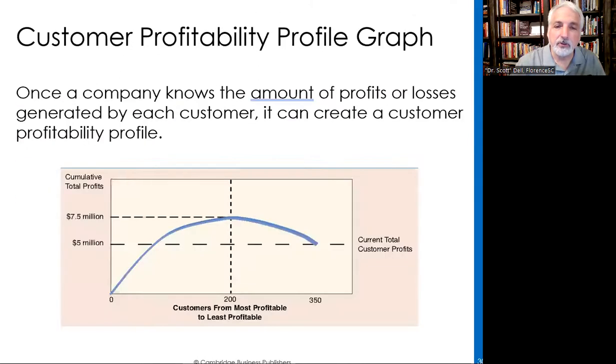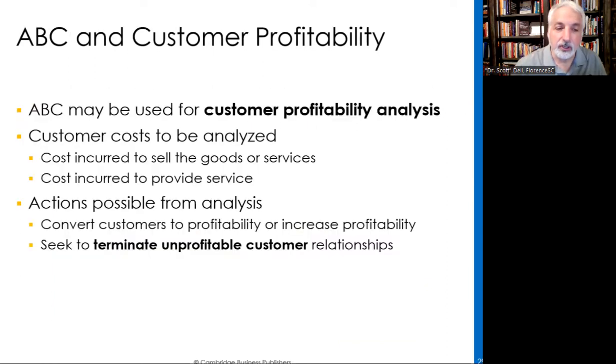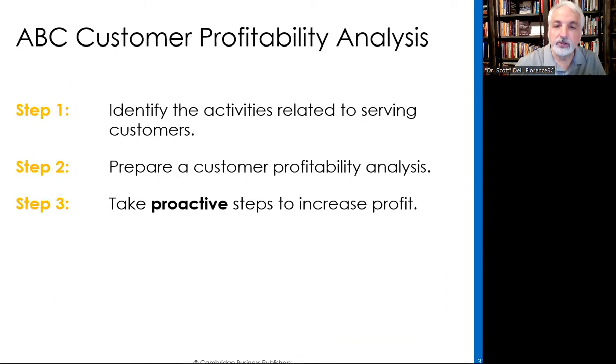So a customer graph looks like this. Once the company knows the amount of profits or losses for each customer, it can create a customer profitability profile. And we can see those that are contributions to profits. We have cumulative total profits on the y-axis. And we have customers from least profitable to most profitable. And again, we want to focus on servicing our profitable customers.